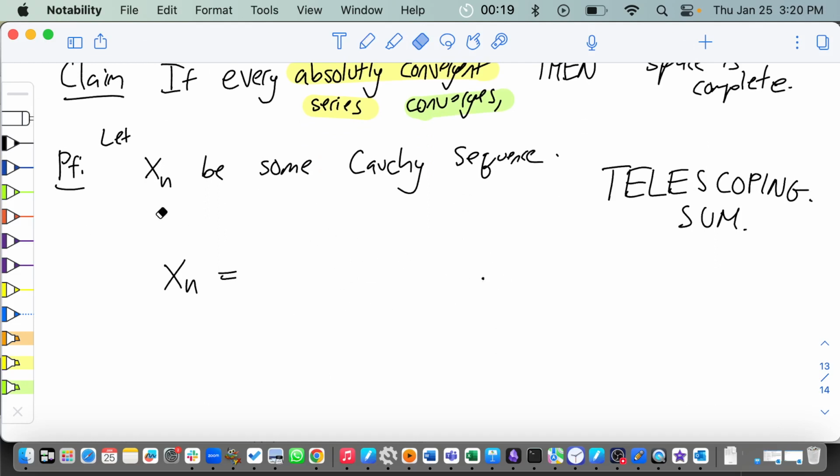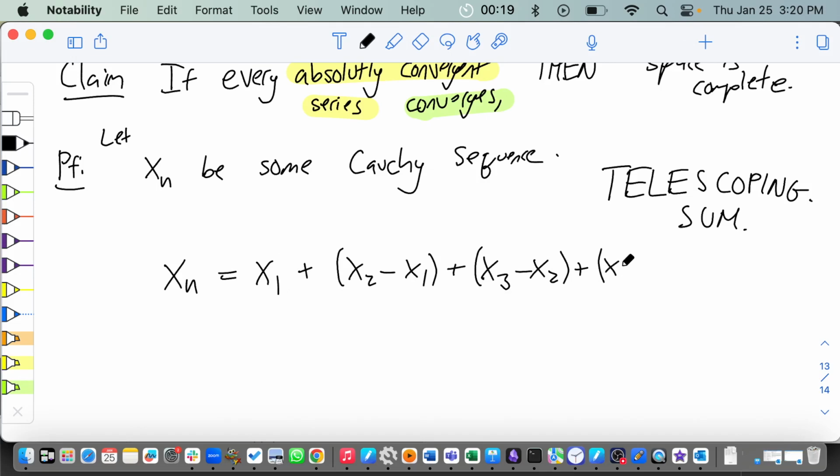But x_n, I can write it as something very silly. I can say it's x1 plus (x2 minus x1) plus (x3 minus x2) plus (x4 minus x3) plus dot dot dot plus (xn minus x_{n-1}). So it's a really silly way to write something as a sum of other things that you can always do. And the reason it works is because the plus x2 over here cancels with the minus x2 over here. And then x1 cancels with the x1. And if you do all the stuff, the only term that's left over is x_n. So this is called a telescoping sum.